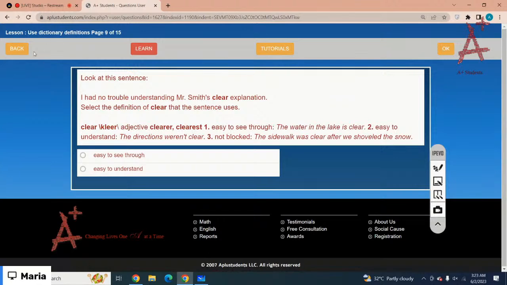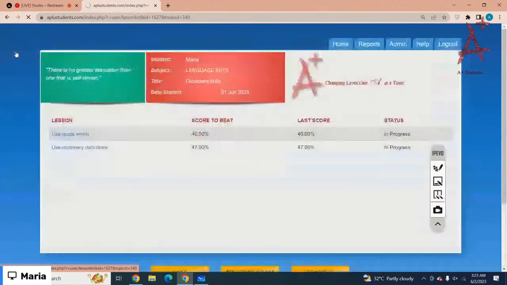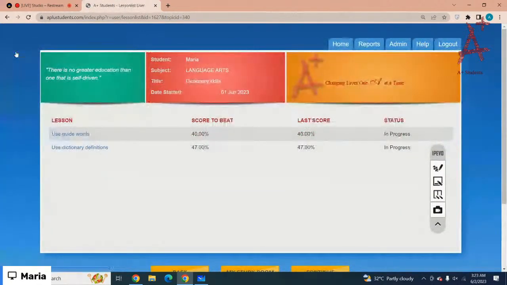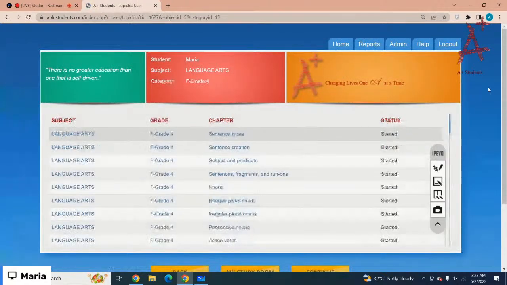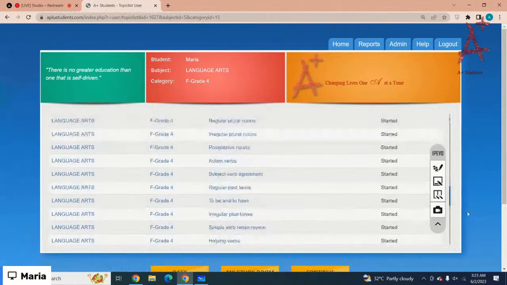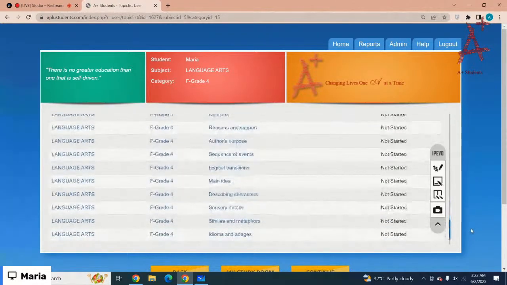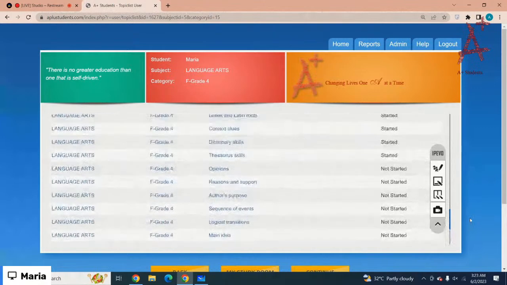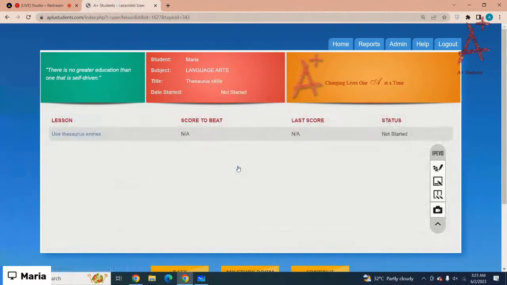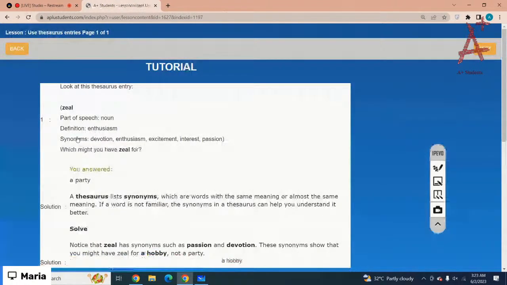Let me just move on to the next lesson. So we are done with the chapter on dictionary skills. We're going to start a new chapter, which is the thesaurus. Let's just look at the next one. It would be thesaurus skills. Use thesaurus entries. Okay, how do we look at the thesaurus entries?